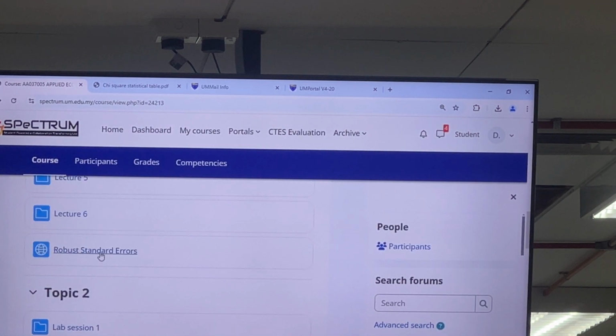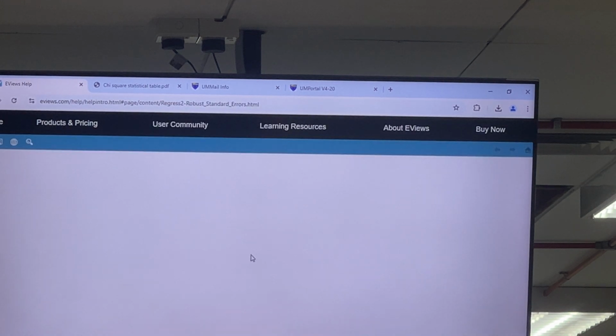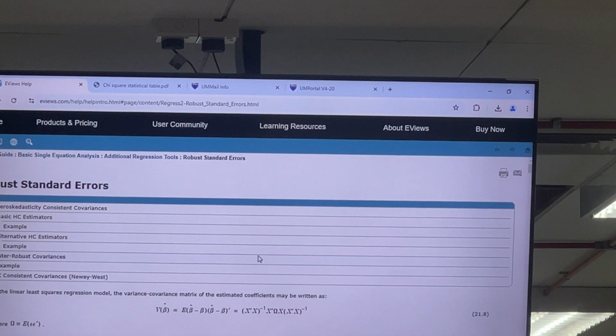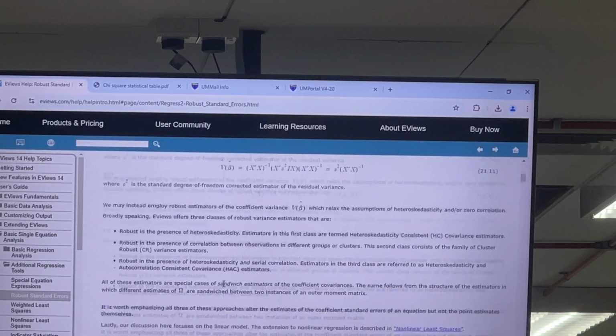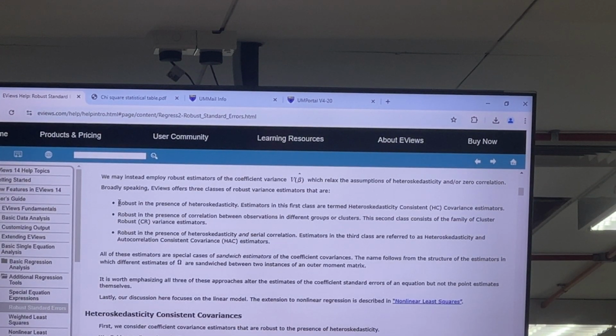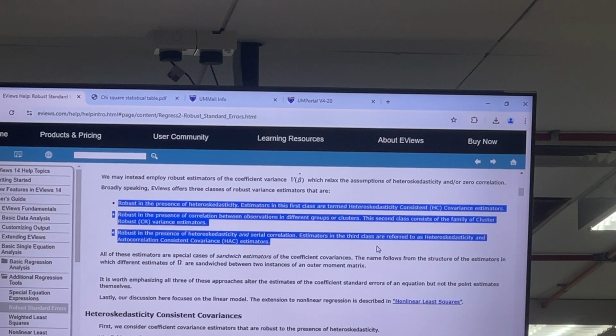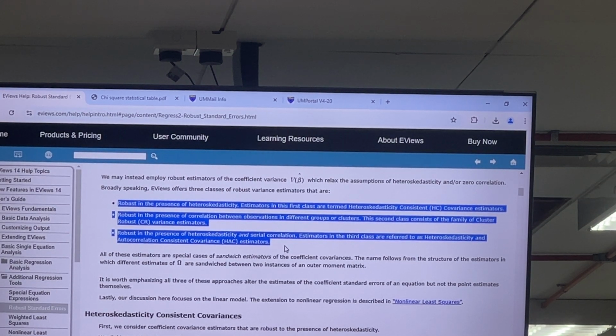Okay, the expression about robust error is given here. You open this. Basically, we have different types of robust error, estimated standard error. The one that we used just now, you go White. You read here, basically we have this one. For the case of heterogeneity, we can use this one. But later, next week, we discuss autocorrelation, and we can use this one. Autocorrelation, heterogeneity, and autocorrelation for covariance.